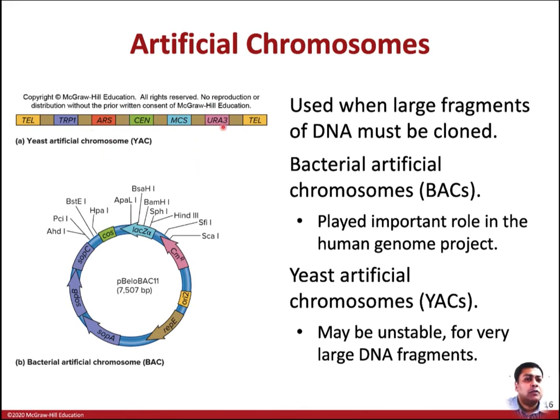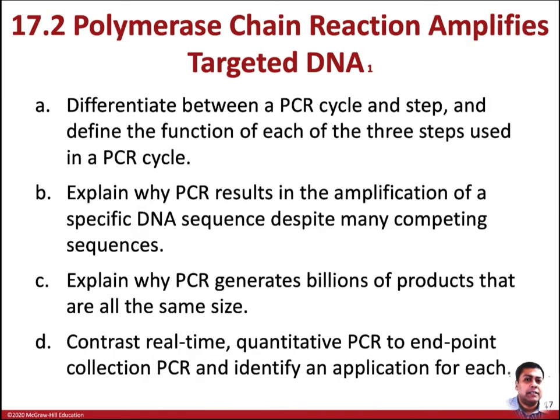And then you have a URA3, which is the uracil auxotroph selection as well. So what is the advantage of the yeast artificial chromosome? The advantage of the yeast artificial chromosome is that you can clone almost up to 1,000 kb, or 1 million base pairs, into the yeast. But the yeast artificial chromosome is much less stable compared to a BAC. That's the disadvantage. But these are some of the technologies that are being used in recombinant DNA technologies these days. So let's take a look at that.